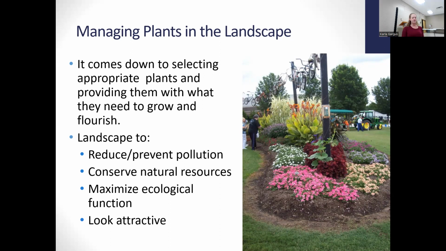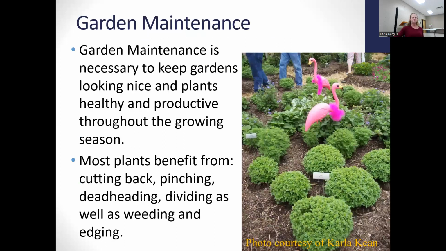Maximize the ecological function. Our plants can be used to slow down rainwater and prevent erosion. Trees can be planted in specific areas to shade your house and shade your air conditioning so that your air conditioner unit does not work as hard, and that provides natural cooling for your house. And of course, you want it to look attractive.